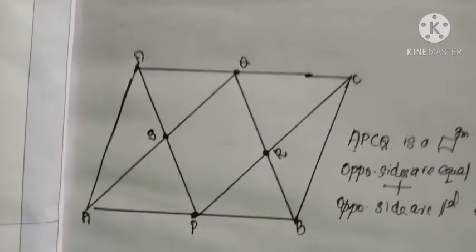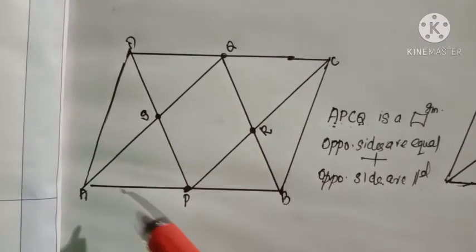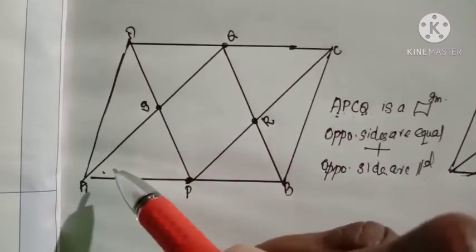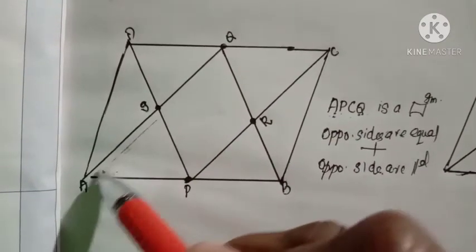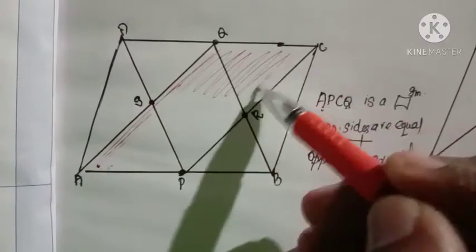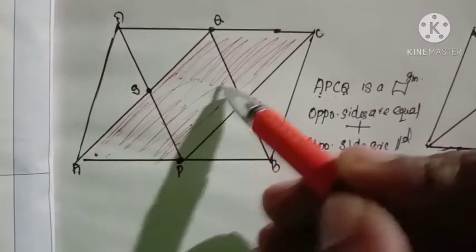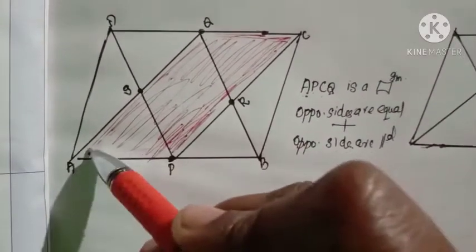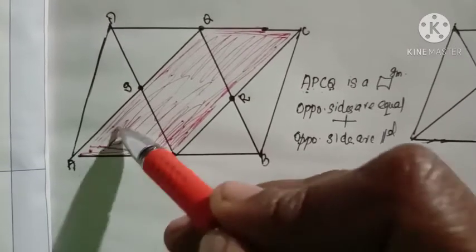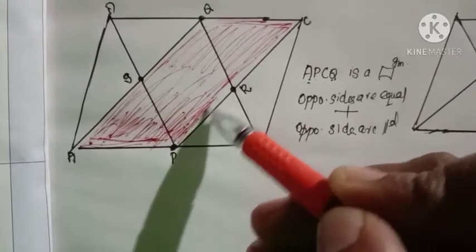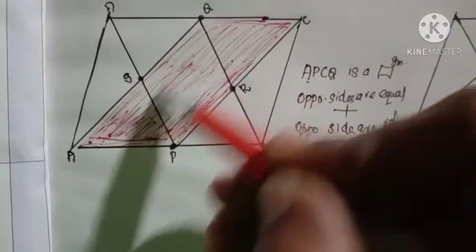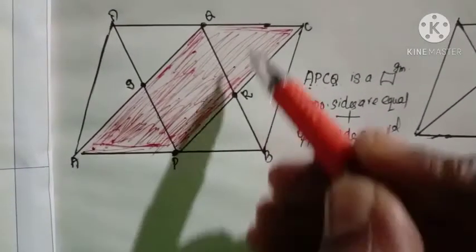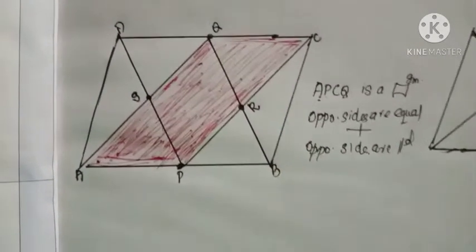So look at the figure. This is APCQ. This is the quadrilateral. We need to prove this is a parallelogram. Now look at the figure. Given that ABCD is a parallelogram. ABCD is a parallelogram means what? Both pairs of opposite sides are equal and parallel.